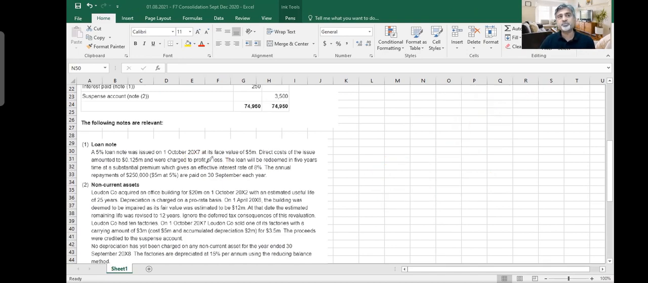They took it to profit or loss, which means that they showed a 125,000 expense in P&L. They deducted it. Now we are going to add it back. We have to add it back to the profit.